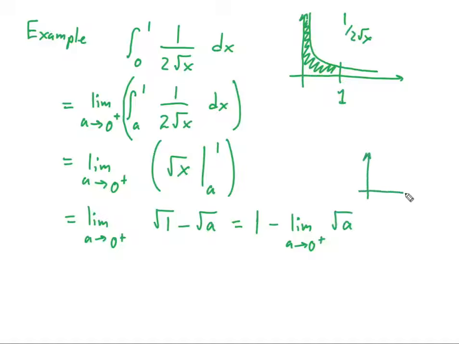Square root of a as a function looks like this. Here's the a axis. As a approaches 0 from the right-hand side, square root of a approaches 0 as well. So we have 1 minus 0, and our final answer is 1.